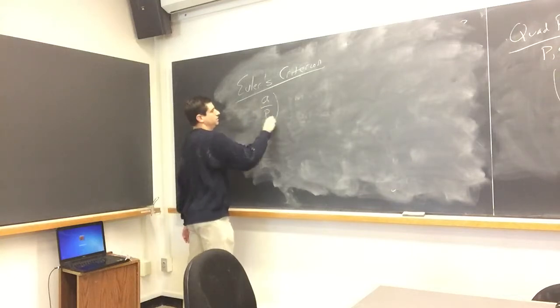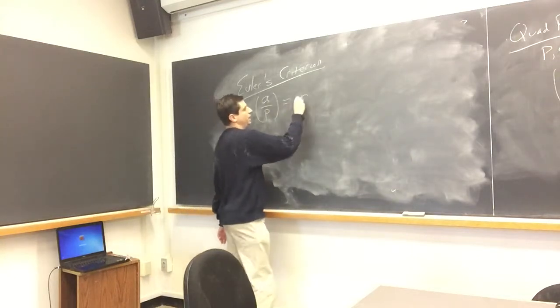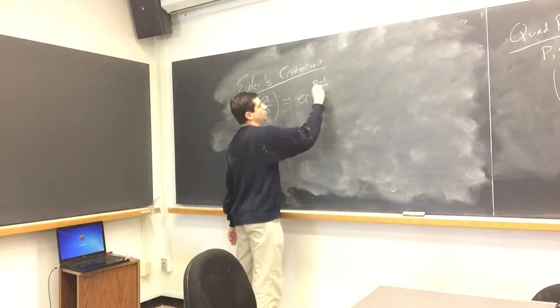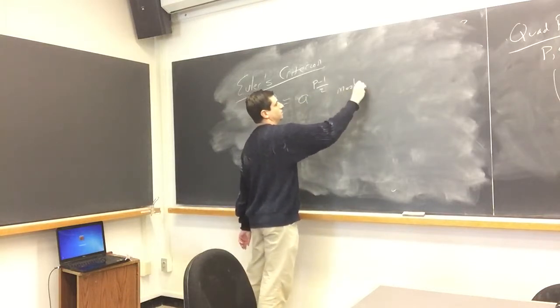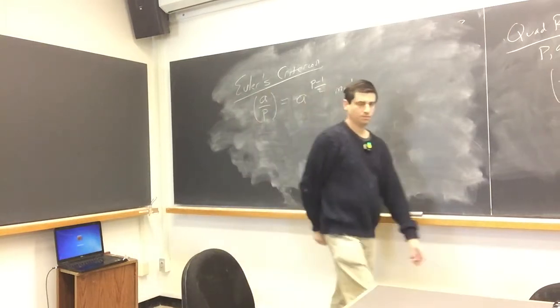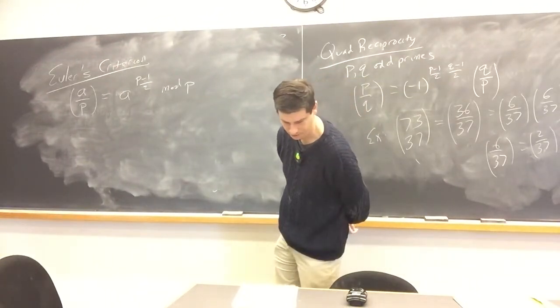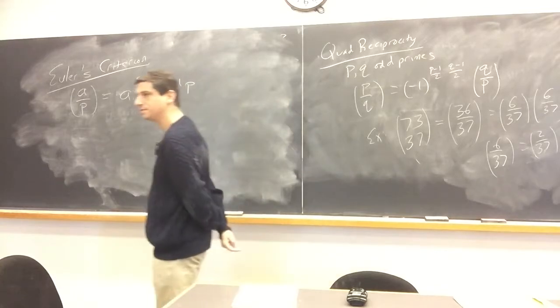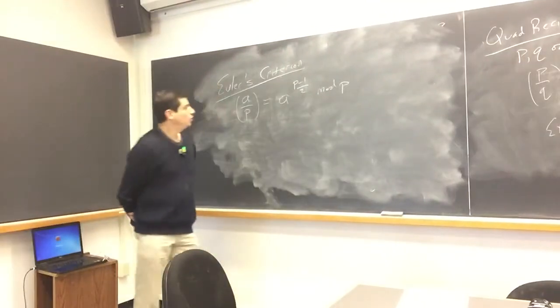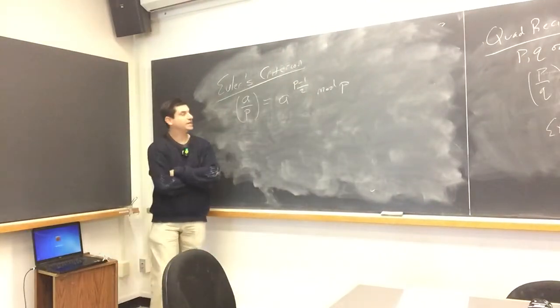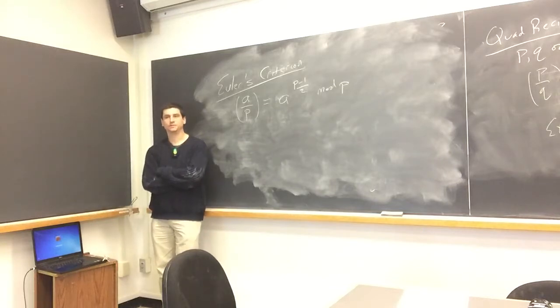A on P is equal to A to the P minus 1 over 2 mod P. Just making sure I write this right, because if not, I will be in huge trouble. Okay, great. So what he's telling us is there's an easy way to calculate if A is a square.